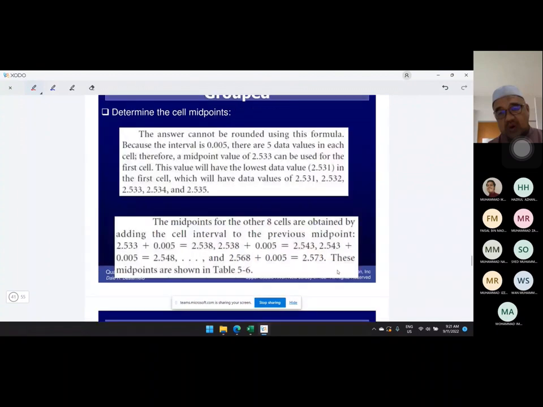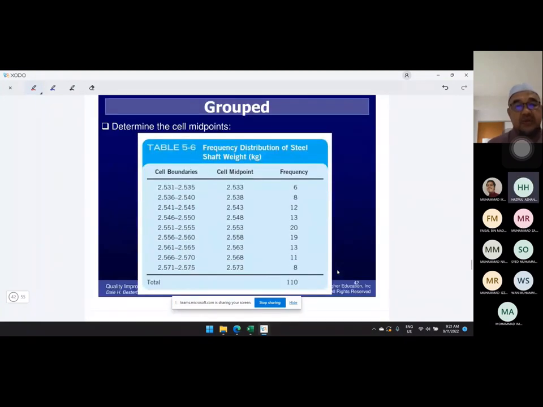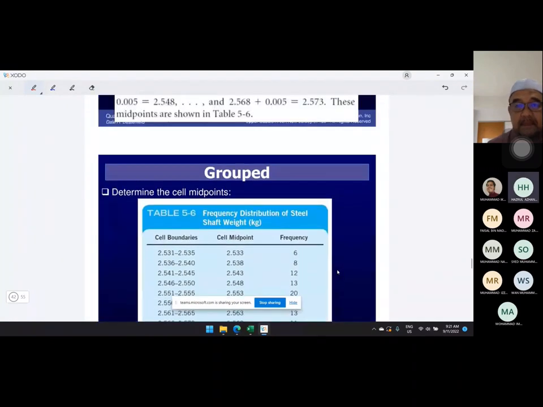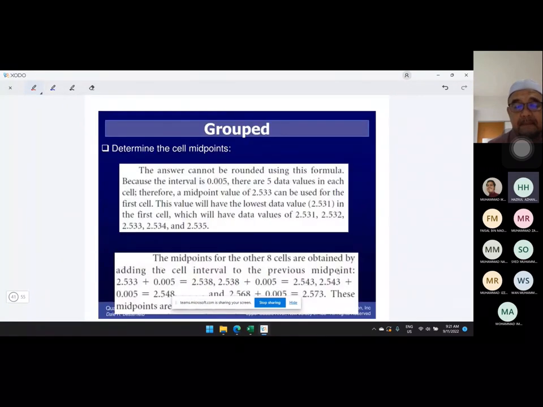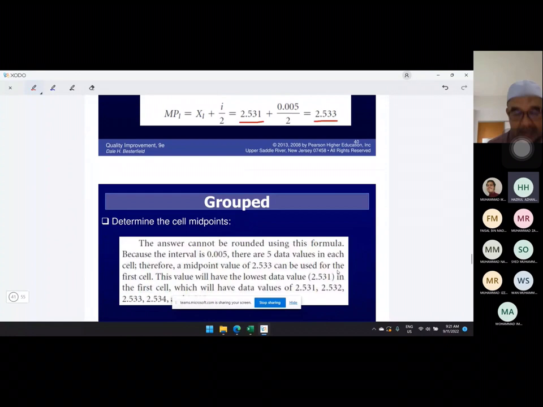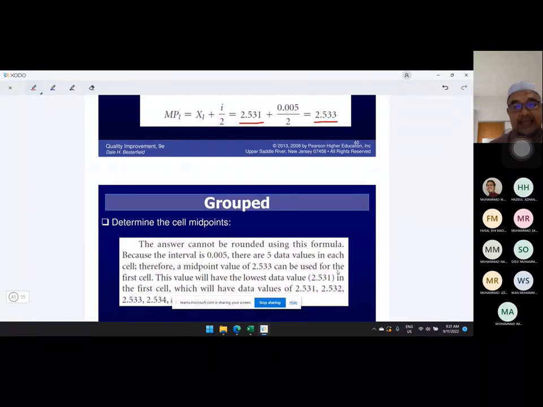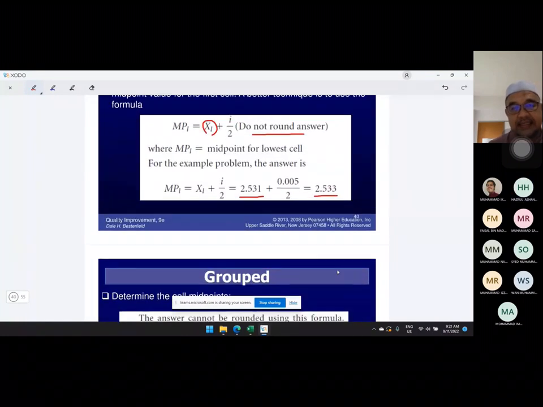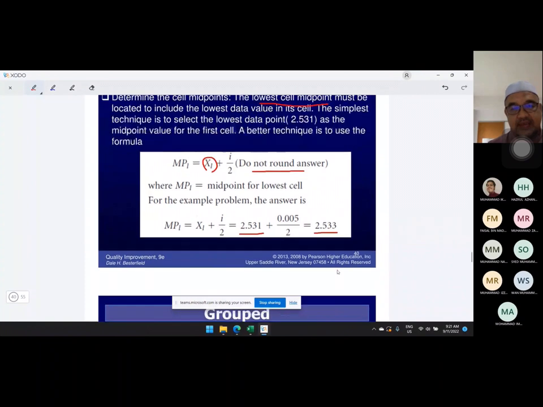We just determine all the other midpoints by adding the lowest midpoint with the intervals. Okay? Sir. Yeah. So the interval will only be one, right? The interval will only be one, yes. Yes. Hazrul?